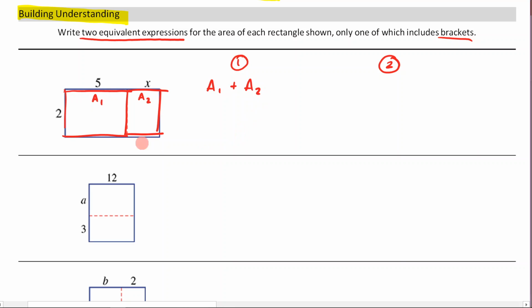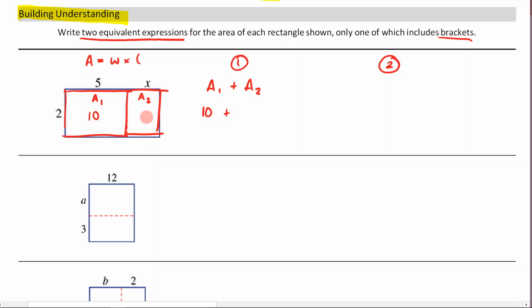All right, so to find the area of A1, how do we find the area of a rectangle? Well, it is simply width times length. We know the width is 2. We know the length is 5. 2 times 5 is 10. So we can put 10 here for A1.